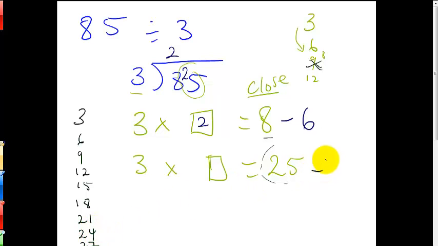So we're going to take away 24, and 3 times what is actually 24? Well, let's do it. We'll write it here. 1, 2, 3, 4, 5, 6, 7, 8. 3 times 8 is 24. So where do we put the 8? We put the 8 up here. And then you have to work out what 25 take away 24 is. That's a remainder of 1. Make sense?